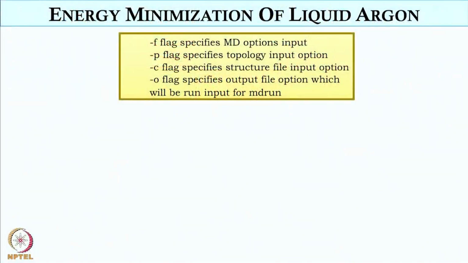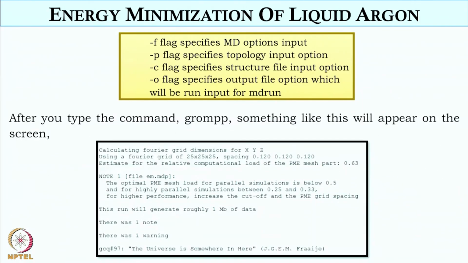Given the detail like that, the -f flag specifies the MD options input. -p specifies the topology file input. -c is for configuration, and -o is for output. The file after configuration is the GRO file. So after we type the command grompp -f em.mdp, something like this will appear on the screen.